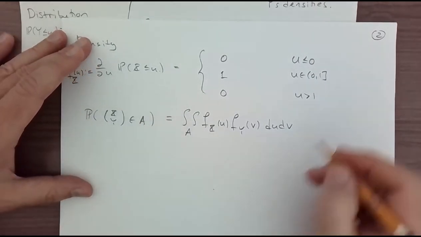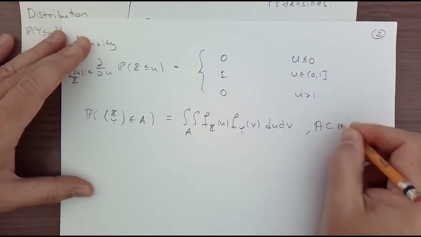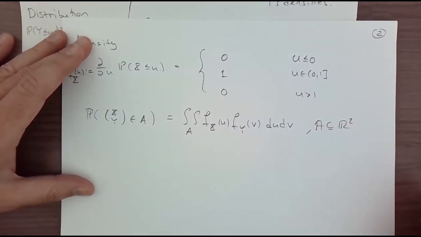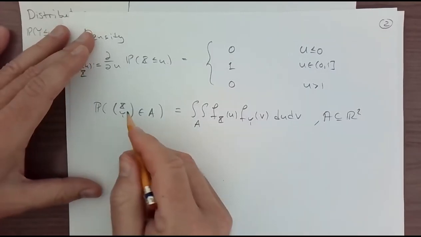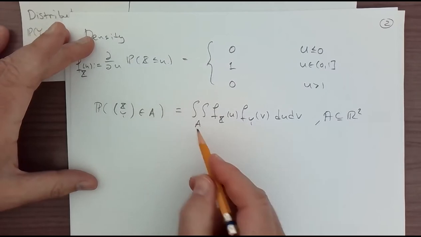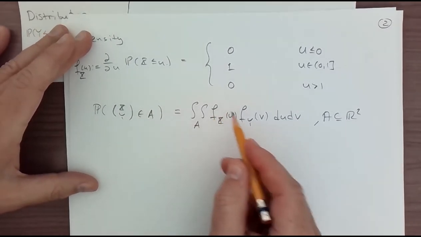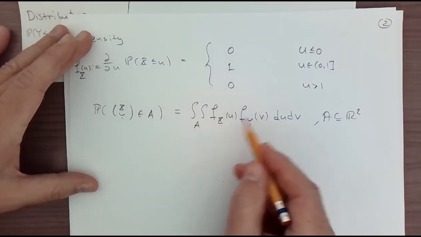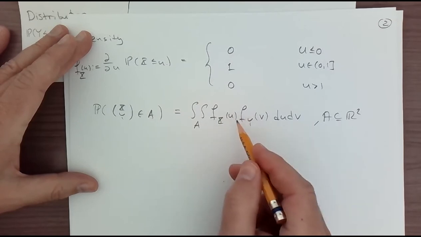So you take a set, A is some subset in R2. And then you want to know what is the probability that the pair x comma y belongs to this set. Well, you can get that probability by integrating out the joint density. And because of independence, the joint density is just a product.